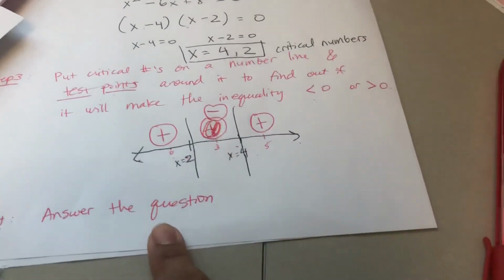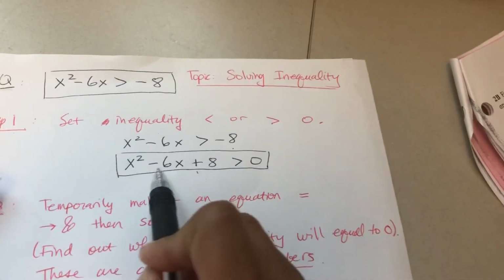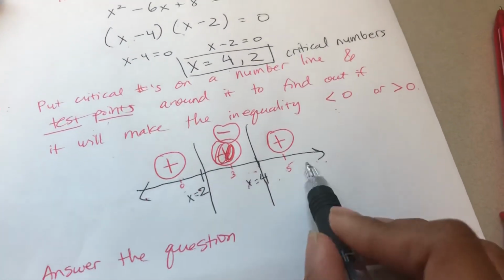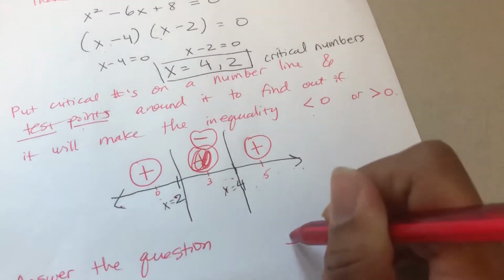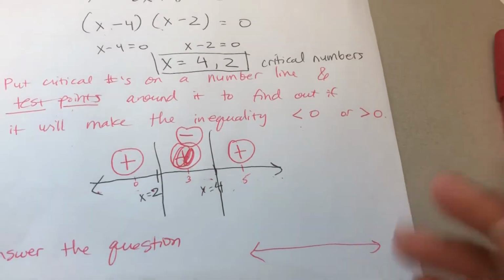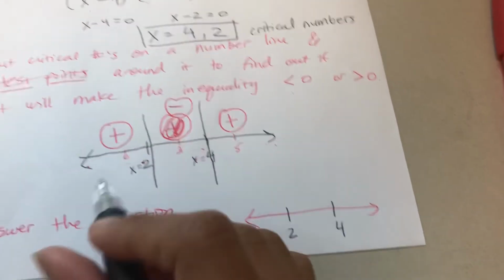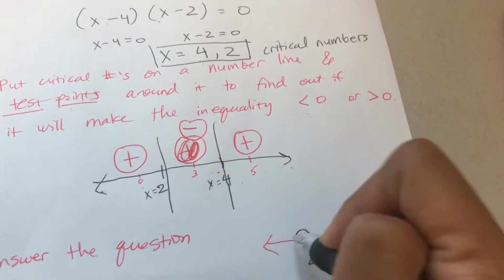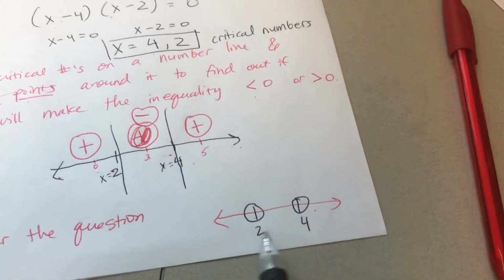So now, answer the question. What will make this inequality greater than 0? In other words, I want the positive answers. My positive answers are here and here. It says to graph your answer. So here's 2 and here's 4, my critical numbers. My answers are all the positive ones. So I'm going to do an open circle on 2 and an open circle on 4. The reason it's an open circle is because it does not include 2 and 4.